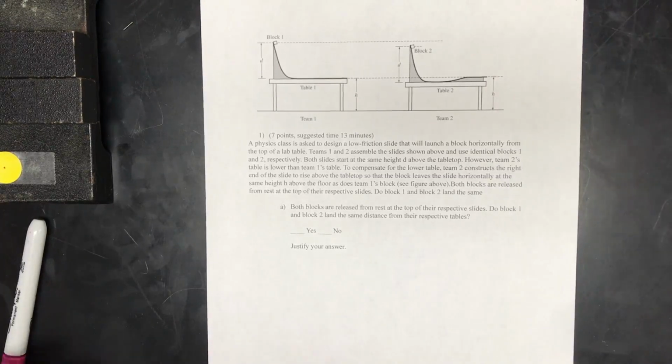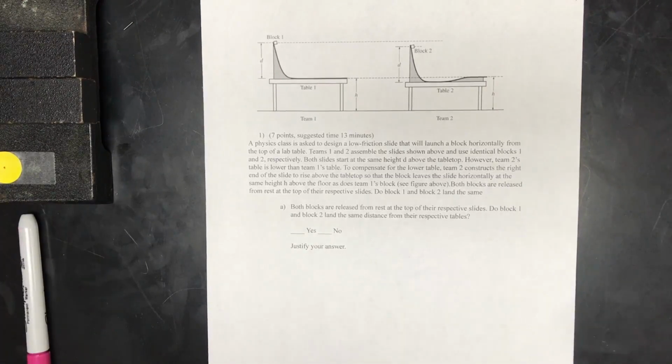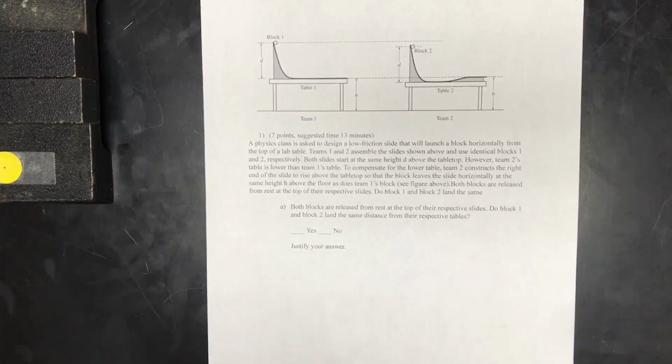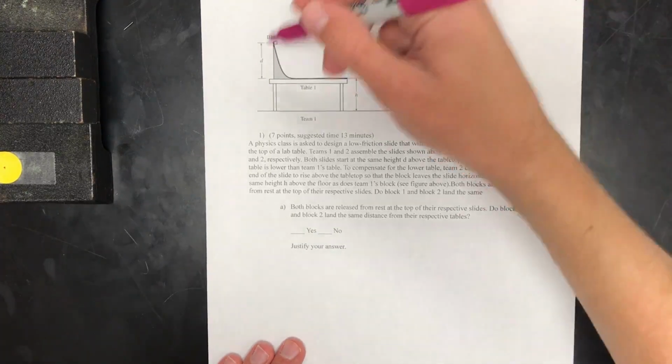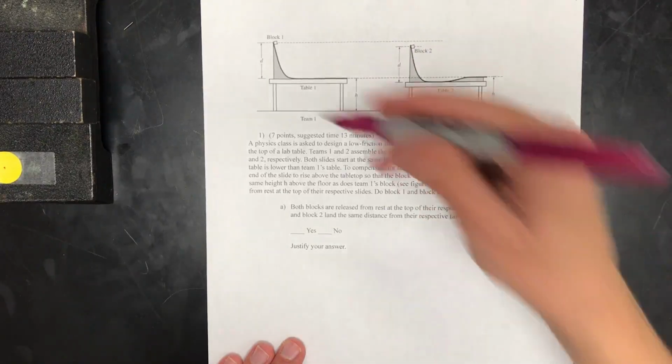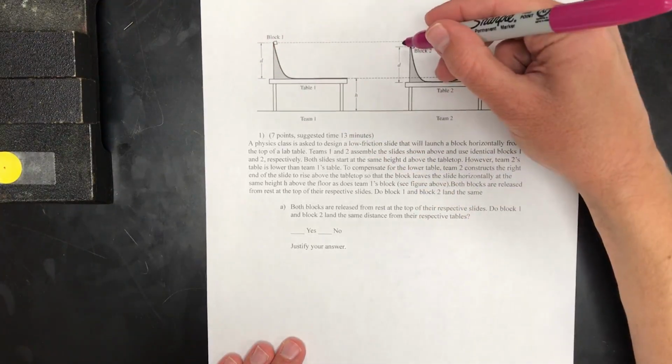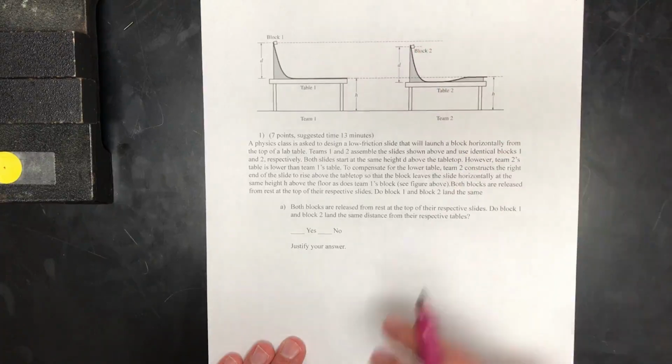On this one here, it says a physics class has to design a low friction slide that will launch a block horizontally from the top of a table. Teams 1 and 2 design their slides as shown above, use identical blocks, 1 and 2 respectively. Both slide at the same height, d, above the tabletop. So if you look here, this distance d is the same as this distance d here.